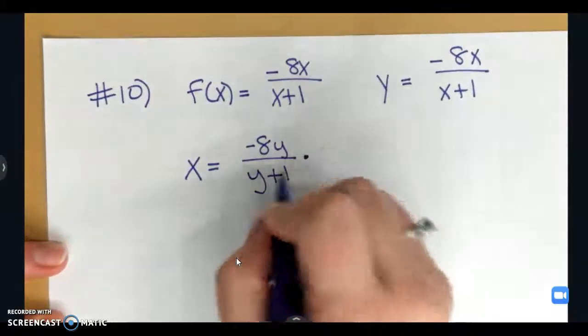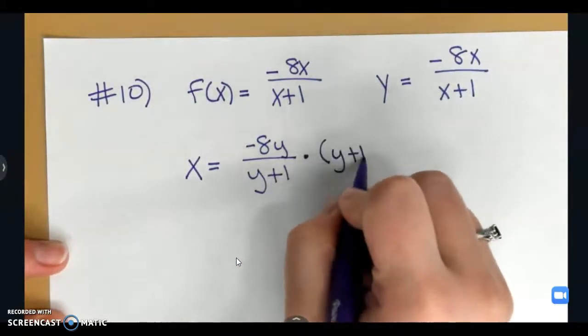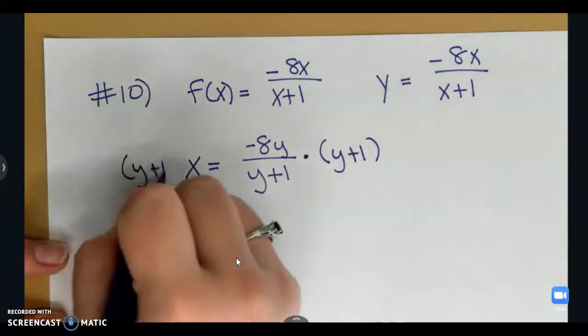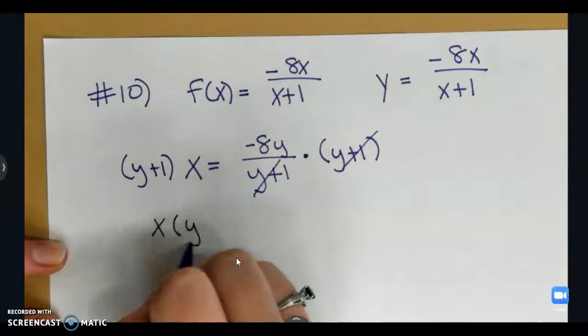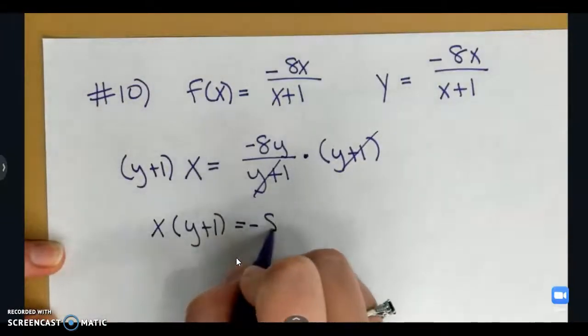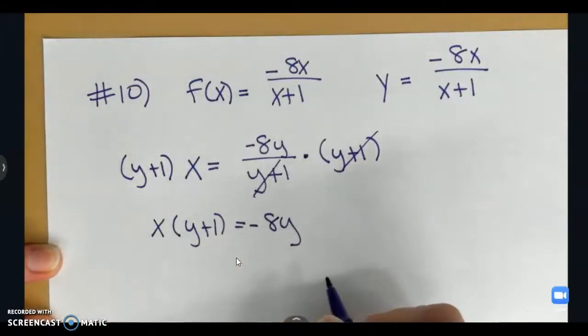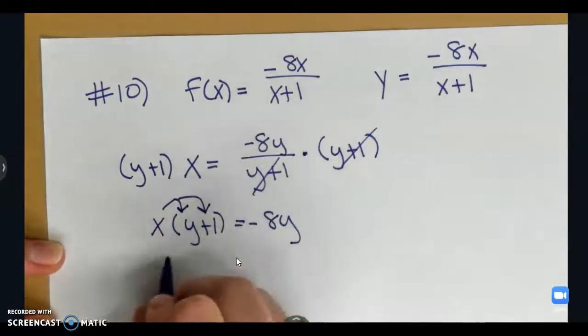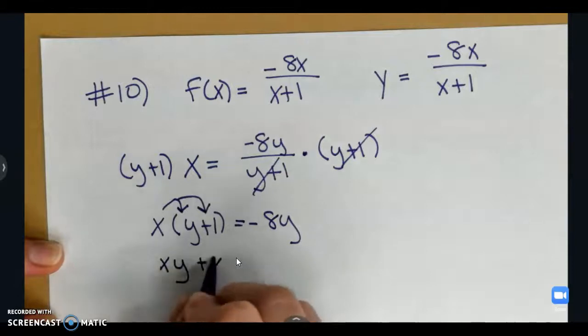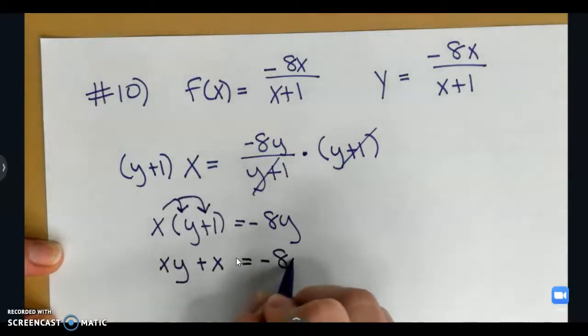I want to get rid of this denominator. So I have to multiply by y plus 1 on both sides. So that'll cancel. And I have x times y plus 1 equals negative 8y. The next step I need to take here is distribute the x to the y plus 1. So I'll have x times y plus x equals negative 8y.